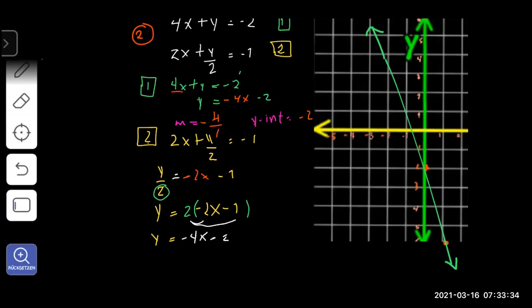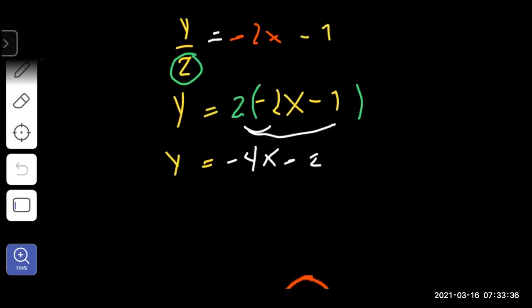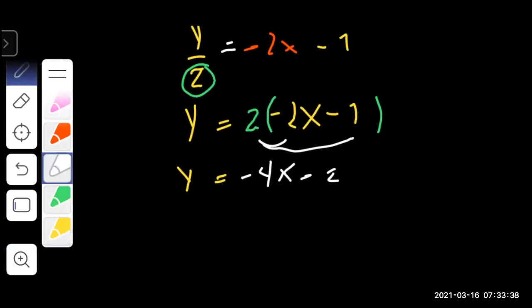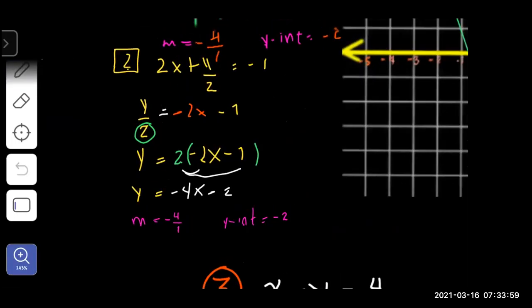What do you get to see in this case, guys? Let's identify the information: slope and y-intercept. What is the slope, guys? -4 over 1, right? I add a 1. And y-intercept? -2. Okay, we got it, guys.